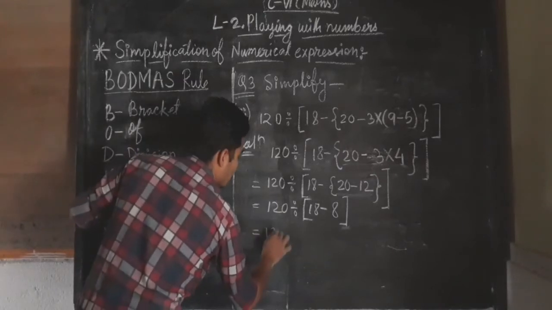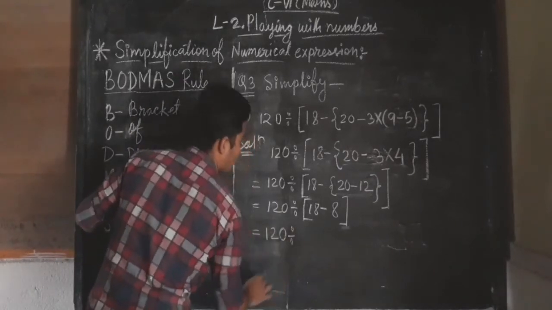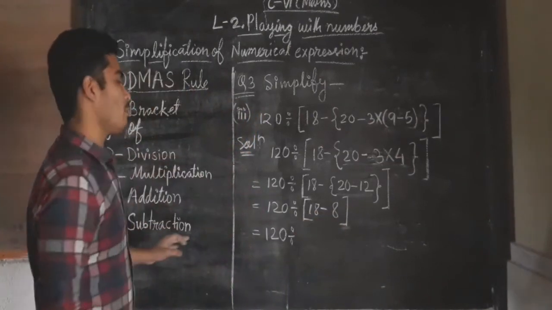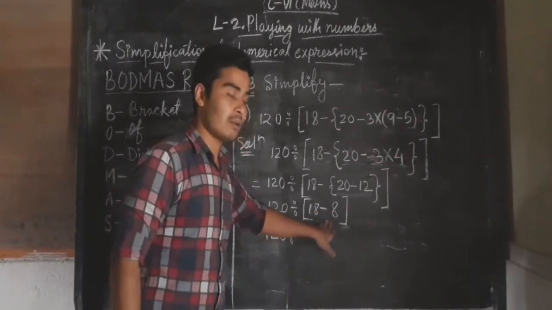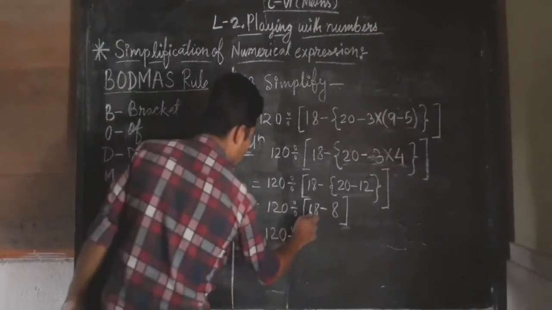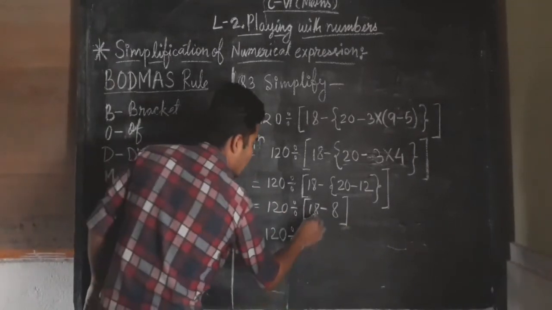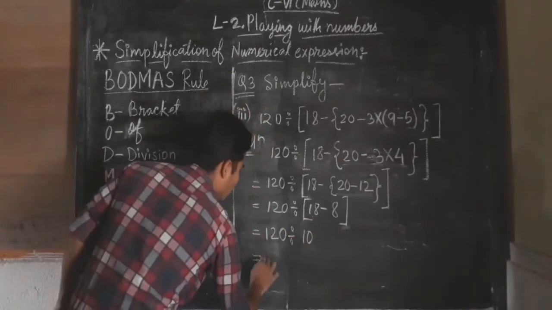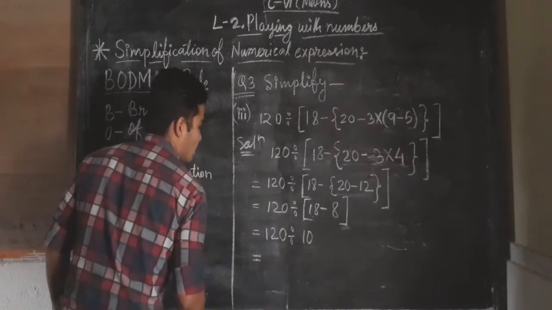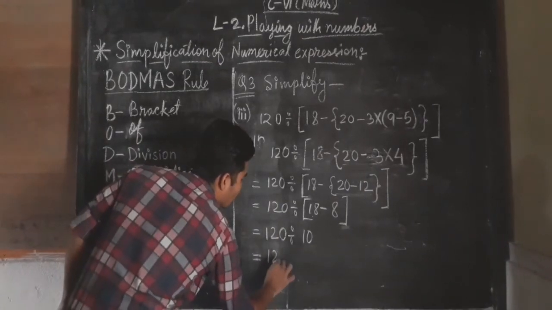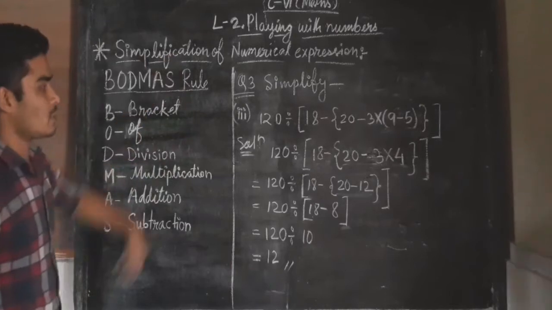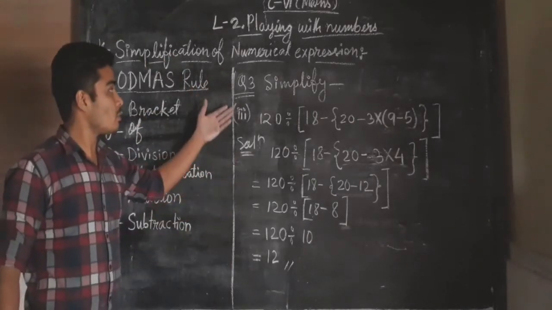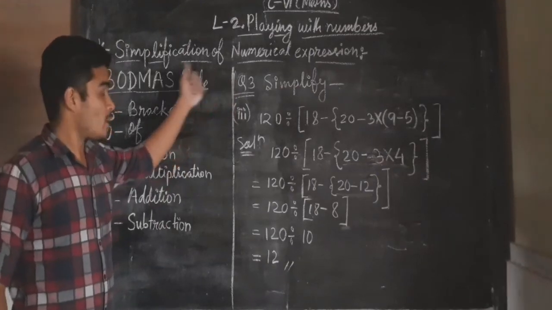Now go for the next step. 120 divided by, you can see here this bracket we can open very easily because there is only the final calculation left. So we'll do the calculation, then this bracket also will be open. 18 minus 8 will be 10. Okay, this bracket open. Now 120 divided by 10 will be 12. So here is the answer for this question. I hope you will follow this step to solve all the other questions from question number 3.